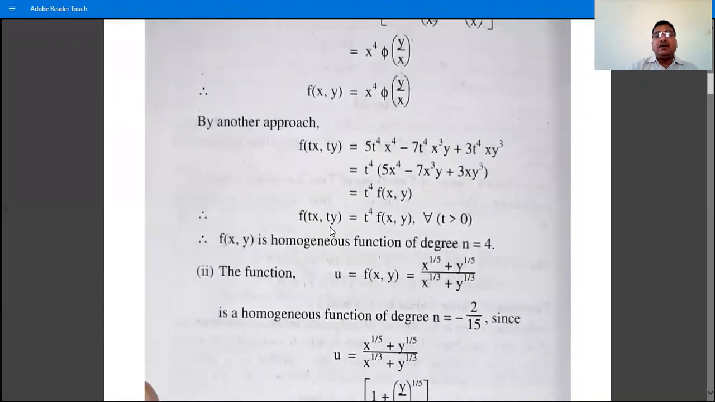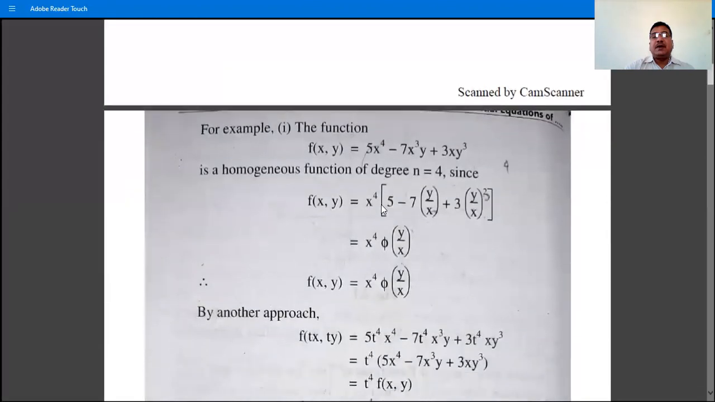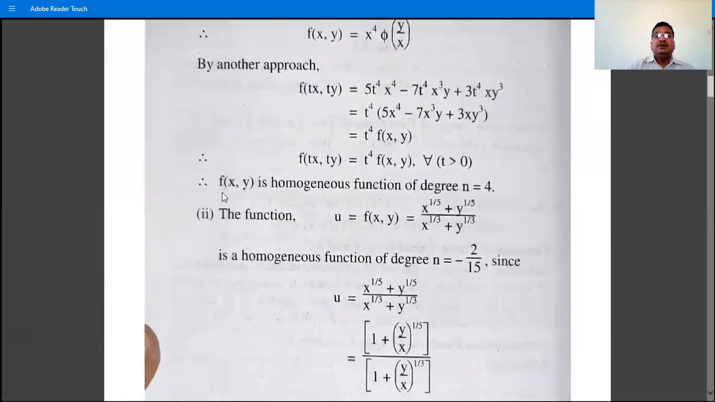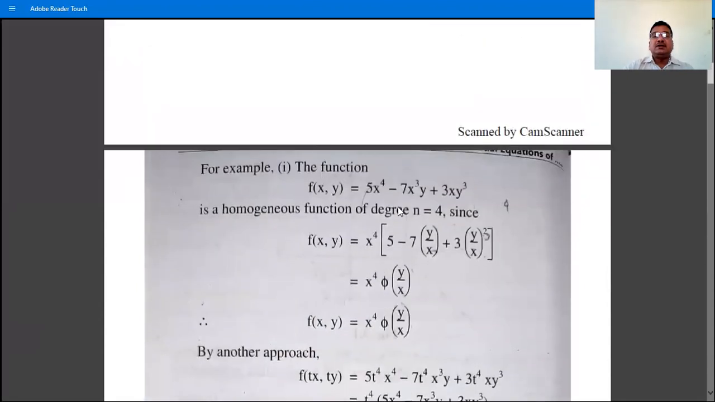And so we have the value of f of tx, ty is equal to t raised to 4 f of xy. And therefore this is expressed in the form t raised to n f of xy. And therefore this f of xy is a homogeneous function of degree 4. So we can check whether the given function is homogeneous by using three approaches.